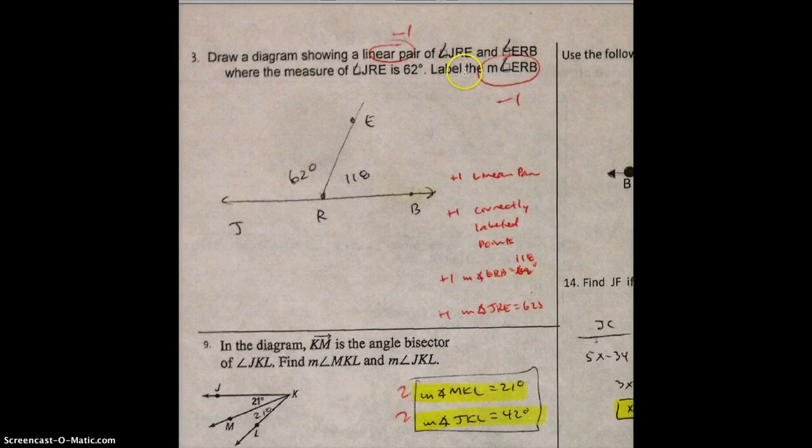And here it says label the M, which means measure. That means an angle. That's a number. And another point if you measure angle JRE as 62 degrees.